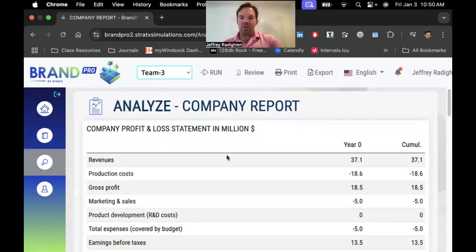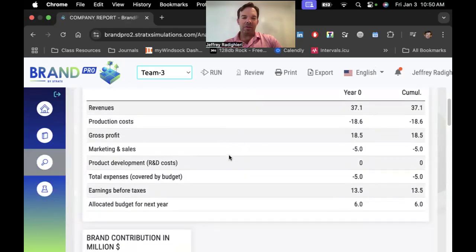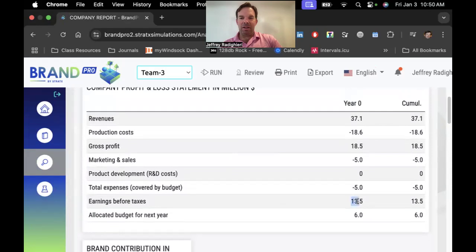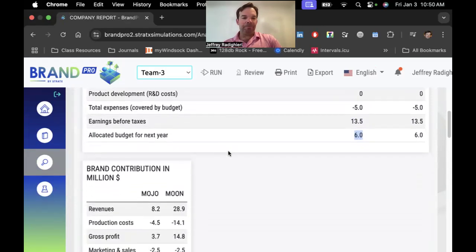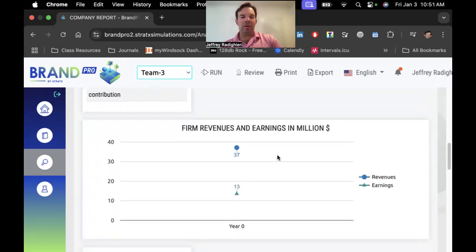So the first is what we call the company report. This just shows you some dollars and cents figures. This is how much money you made last year, and this is how much your budget is going to be for this upcoming year. Okay. Brand contribution, which is just revenues minus variable costs, and also minus your marketing costs as well. Okay, so you can see that your two brands, Mojo made $1.2 million last period, and Moon made $12.3 million.